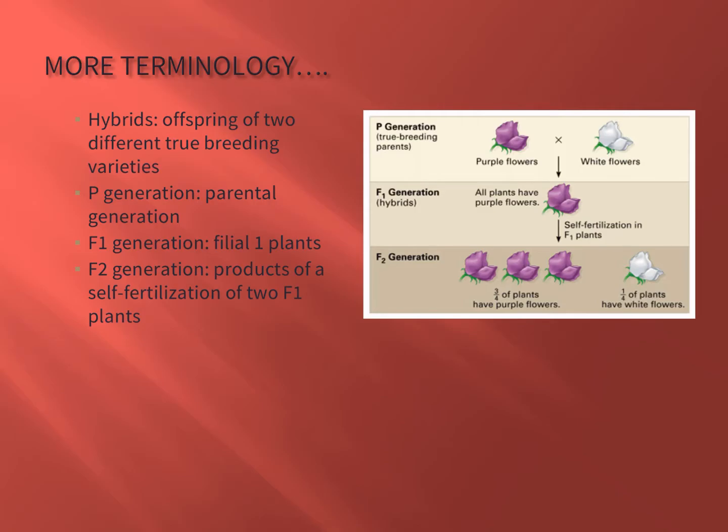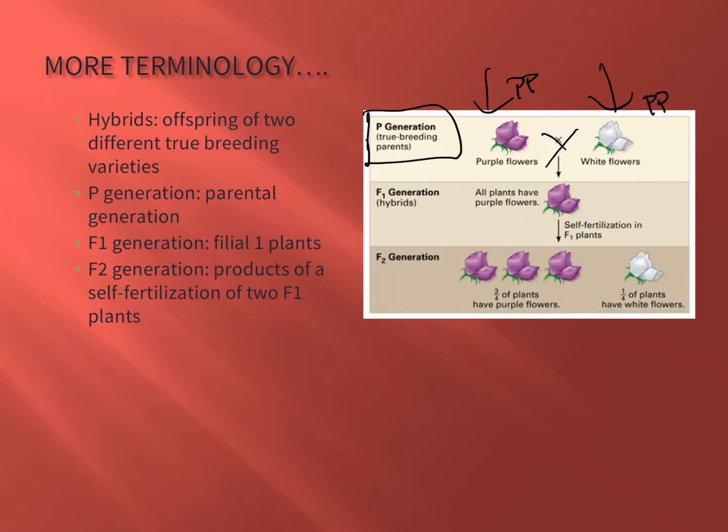Okay, so let's go over a little bit more terminology. All right, so hybrids, basically that's the offspring of two true breeding individuals. And so in this case, it would be a true purple and a true white. Okay, and a hybrid would be what you get when you cross those two. The P generation is the parent generation. The parent generation always refers to the true breeding plants. Okay, so in this case, that would be capital P, capital P, lowercase p, lowercase p.